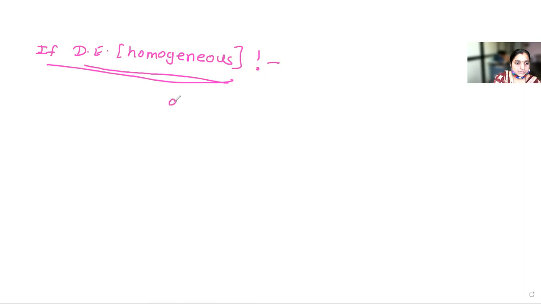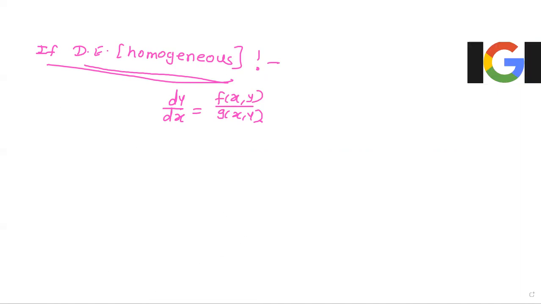The form of a homogeneous equation is like this: dy by dx is equal to f of x, y divided by g of x, y. In this equation, the terms in both the functions have the same degree. So this is called a homogeneous differential equation. It can be solved by using a substitution.